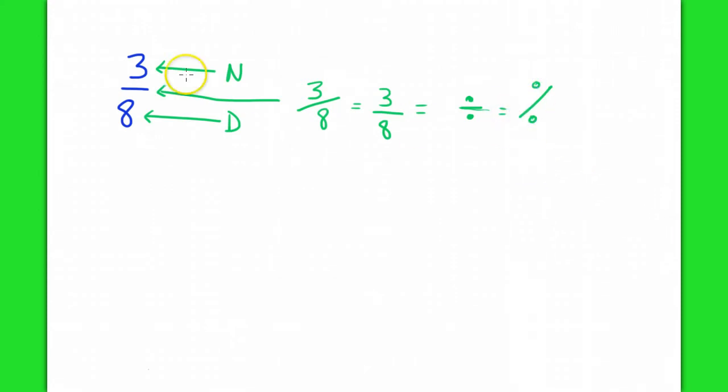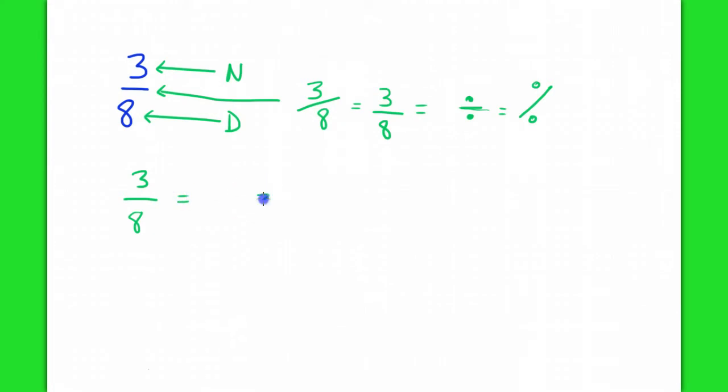And that's pretty handy because a fraction and a percent are the same thing. Something else to keep in mind is that a fraction and a ratio are the same thing, and a fraction and a decimal are the same thing. So let's look at what that means. So this is 3/8, or 3 per 8, or 3 to 8, or 3 divided by 8.